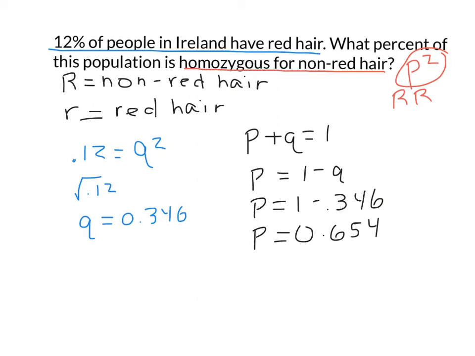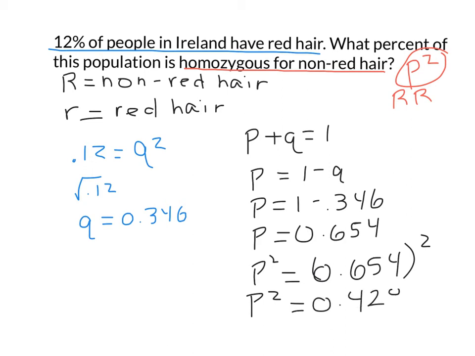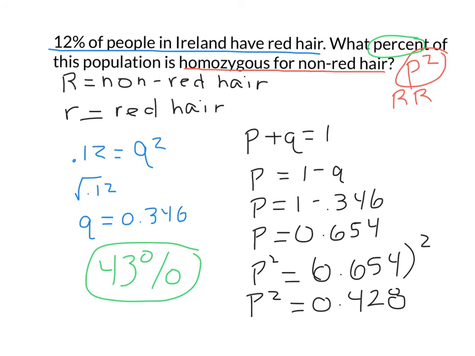Lastly, we just have to find p squared now. If we square that p value, we'll get our p squared of 0.428. And since it asks specifically for a percent, we can turn that into about 43%. And this again shows the population that is homozygous dominant, meaning that they don't have red hair.